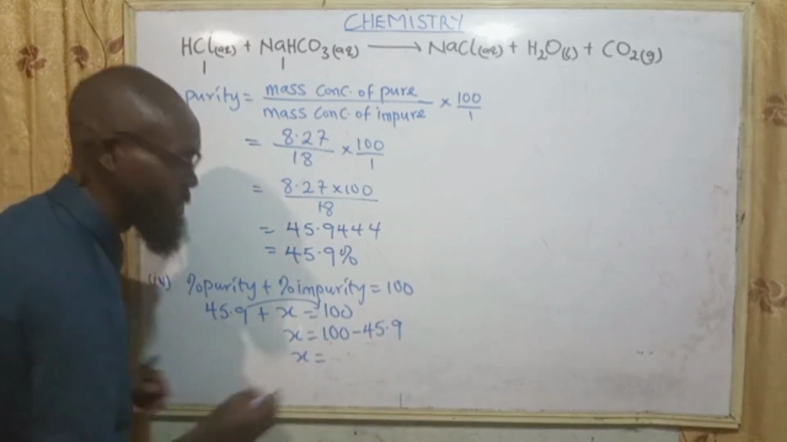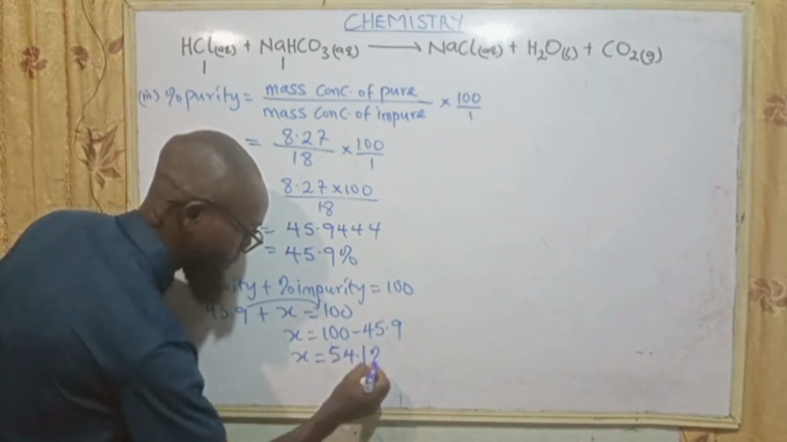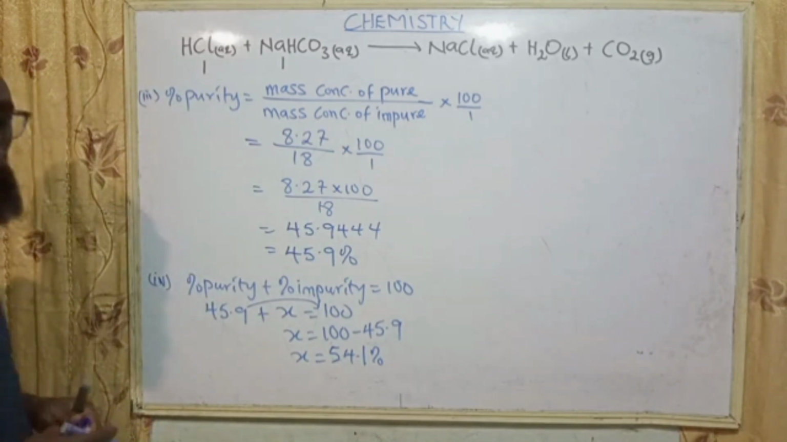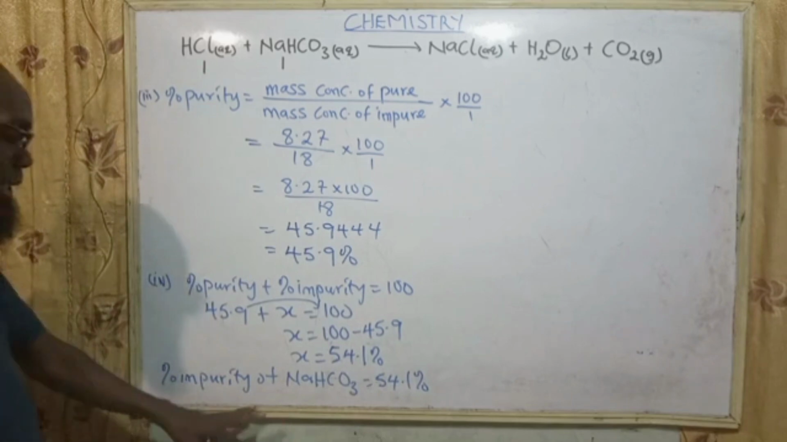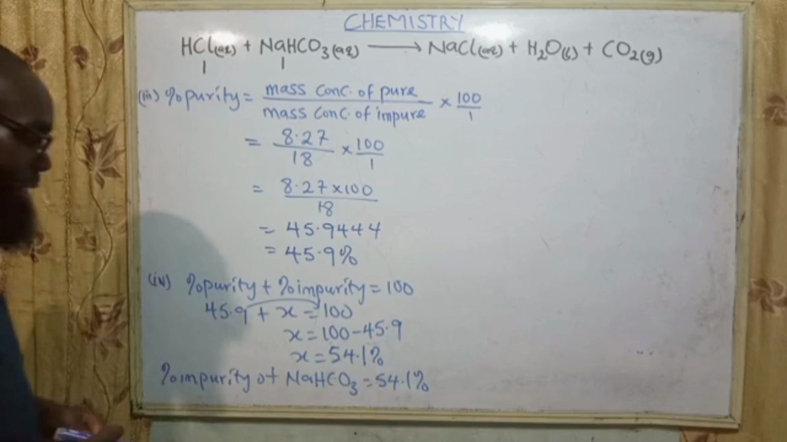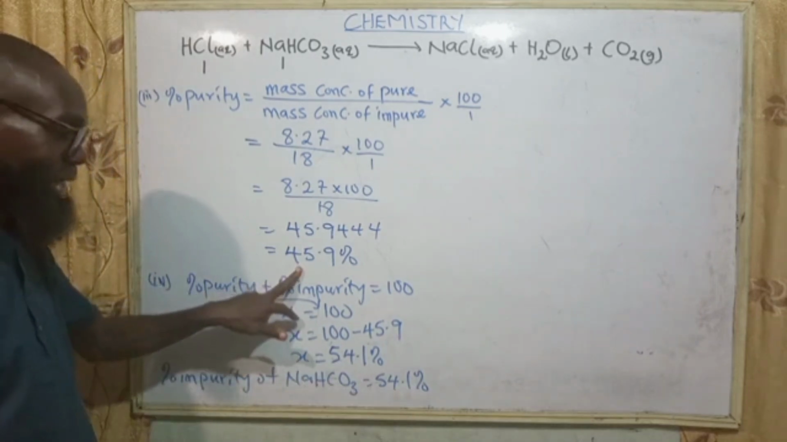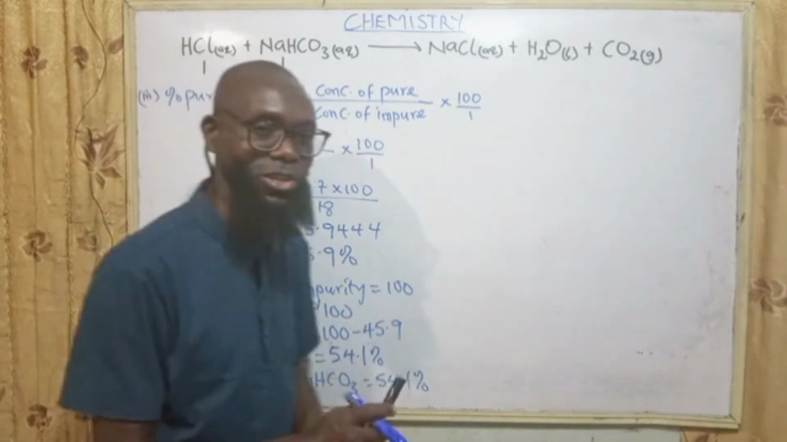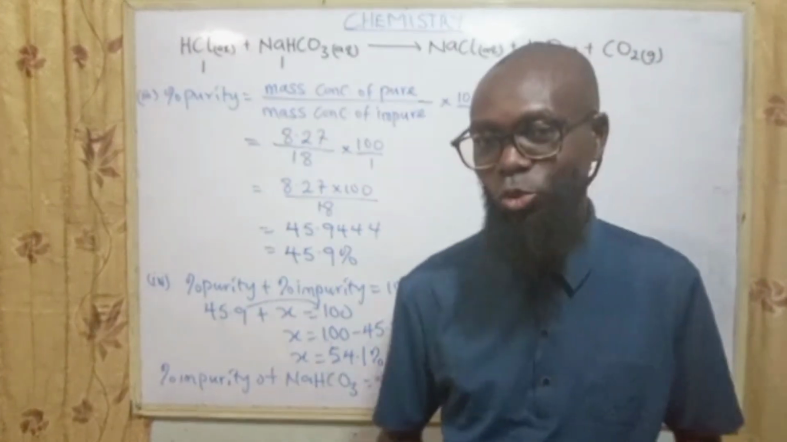So x equals, so we take it away. So we have 54.1%. So the percentage impurity of sodium hydrogen carbonate is this. So the percentage impurity of sodium hydrogen carbonate is equal to 54.1%. So when you sum these 54.1 and sum it up with 45.9, you are going to get what? 100. So this is the second question in our predicted question of WAEC Practical 2025.